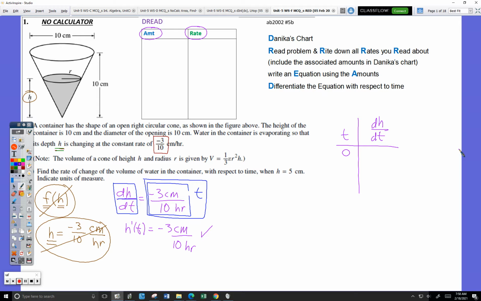Let's go, Jackson. -3 centimeters per 10 hours. So to just make the writing a little bit easier, I'm going to write -0.3. Same thing. Is everybody good with that? How many knew it? 2.3 for Jackson.